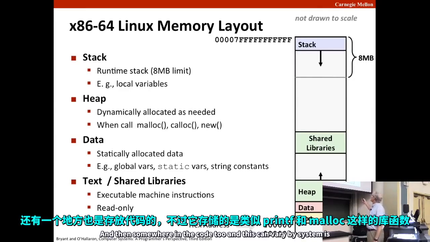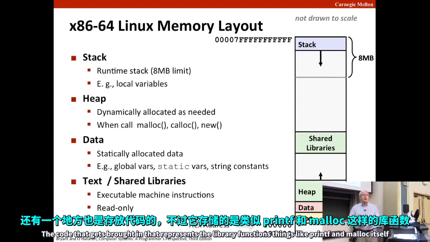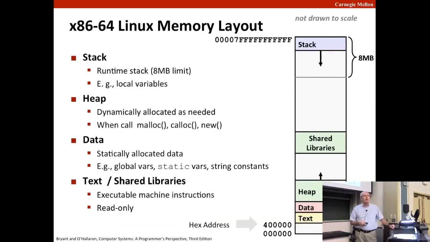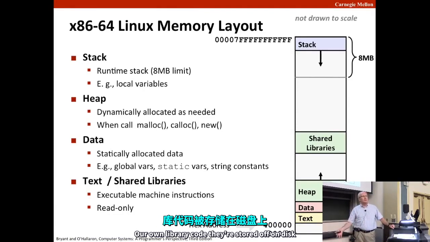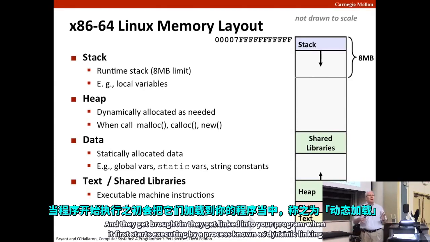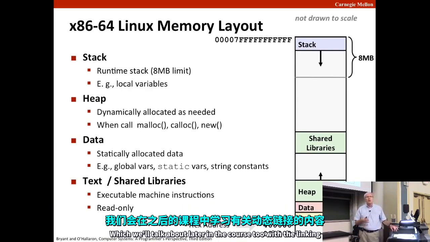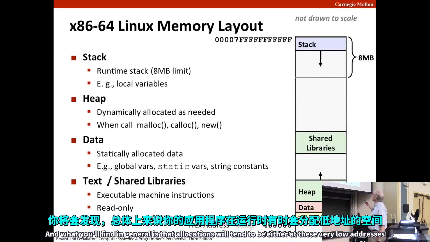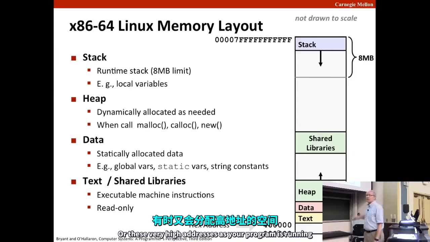And then somewhere in the code too, and this can vary by system, is the code that gets brought in that represents the library functions. Things like printf and malloc itself are all library code. They're stored off on disk, and they get linked into your program when it first starts executing, by a process known as dynamic linking, which we'll talk about later in the course too, with the linking. And what you'll find in general is that allocations will tend to be either at these very low addresses or these very high addresses as your program is running.